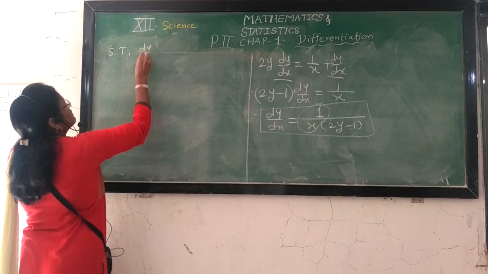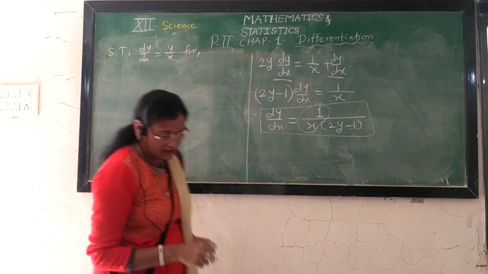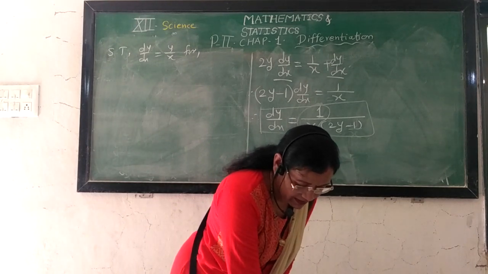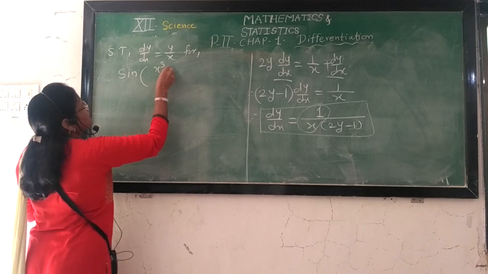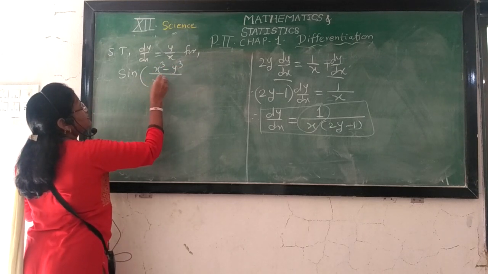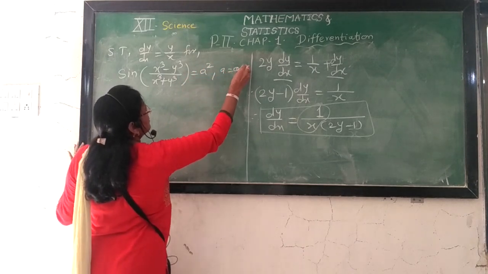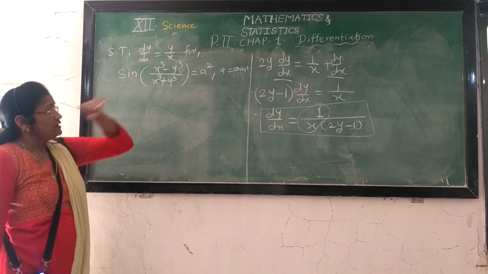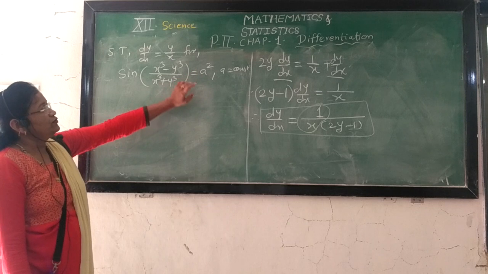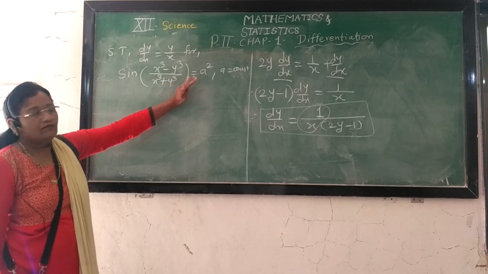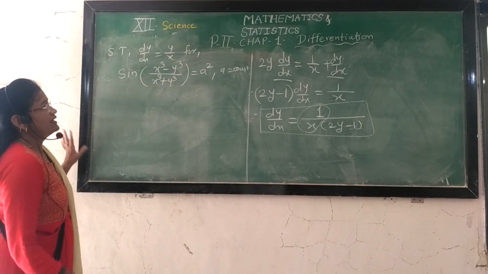So that dy by dx is equal to y upon x for the function given: sin of (x cube minus y cube upon x cube plus y cube) equal to a square, where a is some constant. Suppose in the problem, if your answer dy by dx contains a, then you cannot take another variable, but if the answer does not contain the variable, then you can simplify by taking some constant.